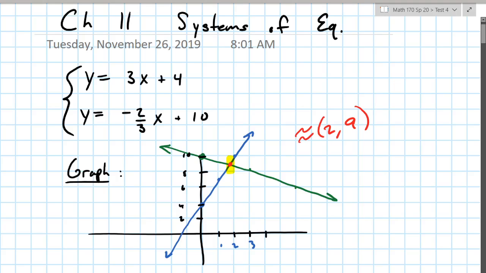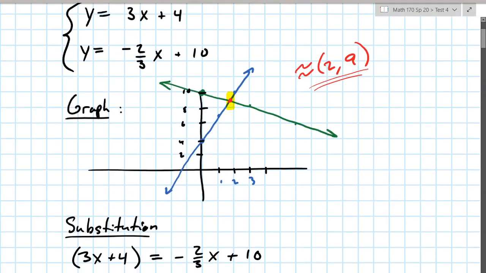The problem with the method of graphing in order to find the solution is that it's hard to get a good graph, and this might not be the exact solution. So graphing is a good method to see the idea behind finding the solution to a system of equations, but it's not a very good method to actually finding the solution. Our next method is called the substitution method.